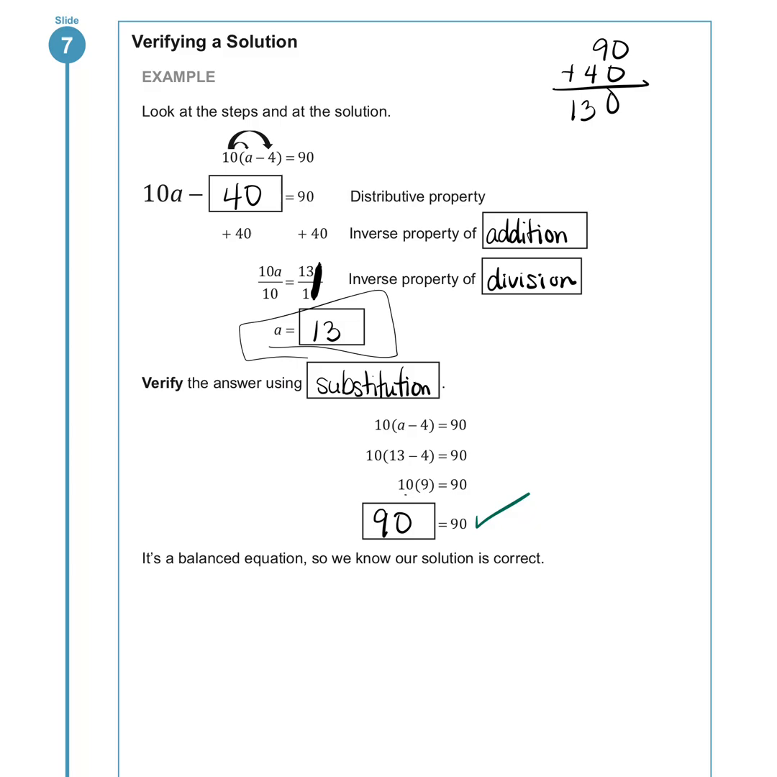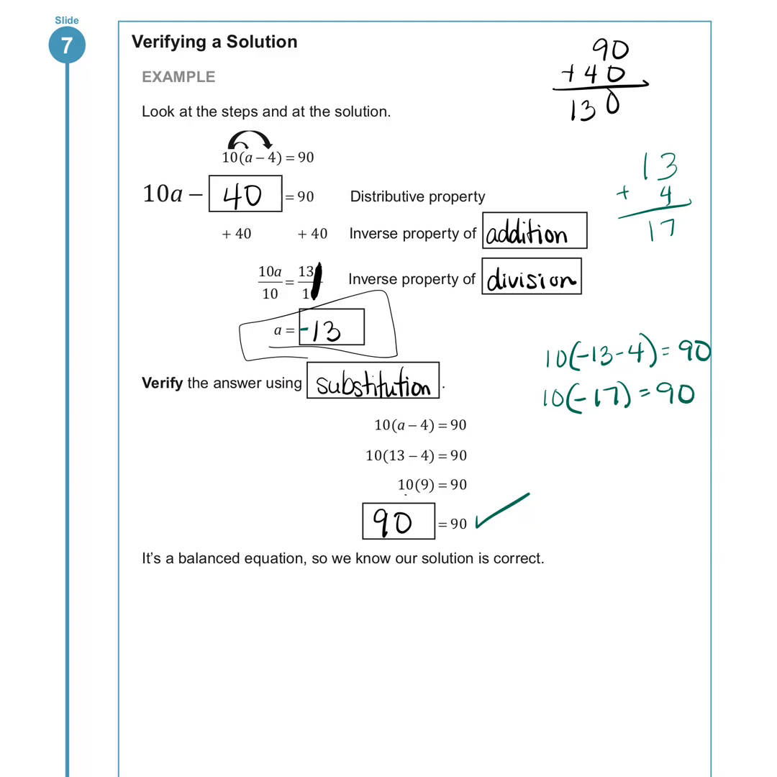Now it's very important to check that, especially when it comes to your negative signs. Because if you make a mistake and put a positive or a negative in the wrong place, let's say we actually had 13, but it ended up being negative 13. This would have been 10 times negative 13 minus 4. That would have been negative 13 minus 4, which is the same as adding, so negative 17, right? 13 plus 4. That's going to give me negative 17 equals 90.